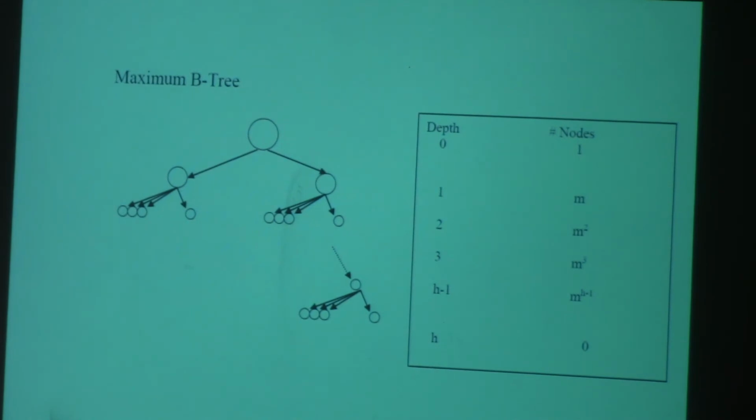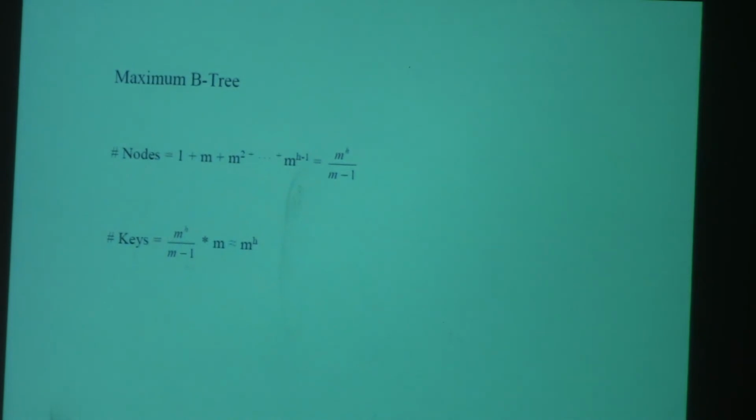Now let's look at the maximum B tree. Fortunately for us, it's much easier to calculate the maximum tree than even the minimum tree, even though they're not too hard. Again, you start with one node, but if the order is m, you immediately go to m. And then you keep multiplying it by m for each subsequent level. So when we sum it, we basically have a geometric series, but now the geometric ratio is equal to m. So we get (m to the h minus 1) over (m minus 1). The number of keys is equal to m to the h.